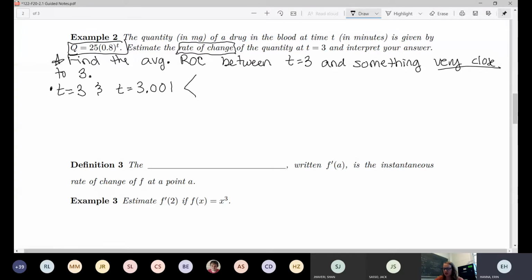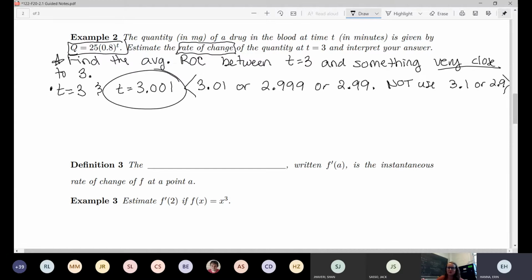Now, kind of a side note, you could also use 3.01. You could even go the other way and use 2.999 or 2.99. I would not use something like 3.1 or 2.9. I know in some contexts 3.1 would be pretty close to 3, but in this context it's actually farther away than we want it to be. So we want to get as close as possible.